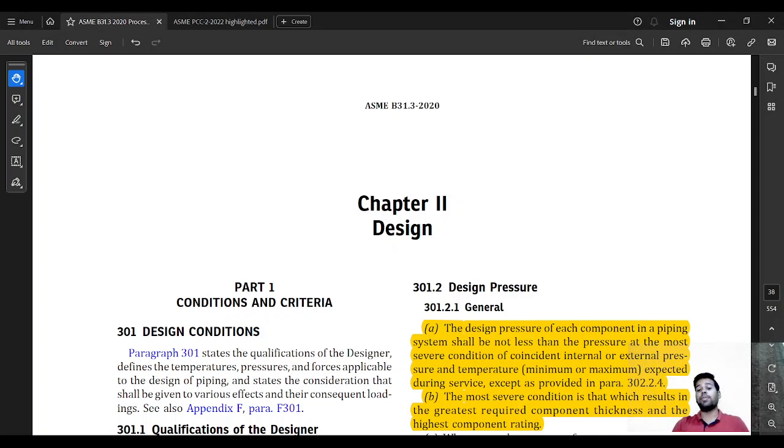Hello and welcome to our next video on ASME B31.3. In the last video, we talked about Chapter 1, which was the scope of this code. In this video, we are going to talk about design requirements and design criteria.